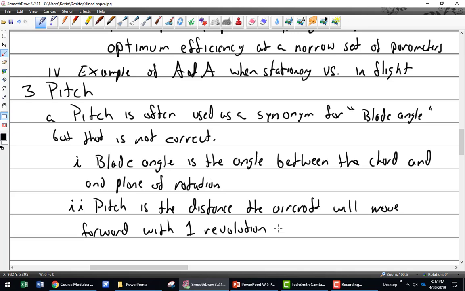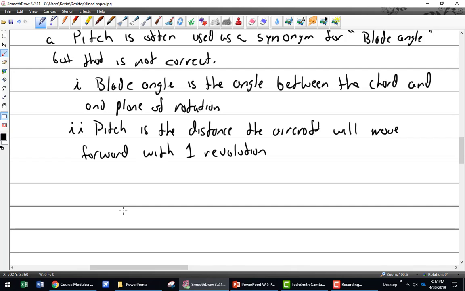So you can see why they're used somewhat synonymously, because we say, well, it's got a high pitch. Well, it's the same thing as saying it has a high blade angle. So that's kind of okay. But technically speaking, blade angle is an actual angle and pitch is a distance. So if I say, hey, what's the pitch on that prop? You should not come back with a degree. Well, the pitch is 20 degrees. No, the pitch isn't 20 degrees. What's 20 degrees? Blade angle. And if I said, well, what's the angle? You shouldn't say, well, the angle is 4 feet. That wouldn't work.